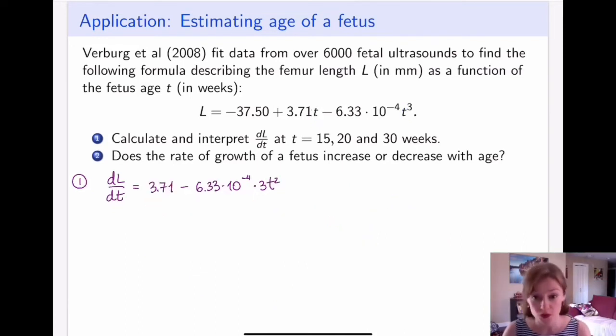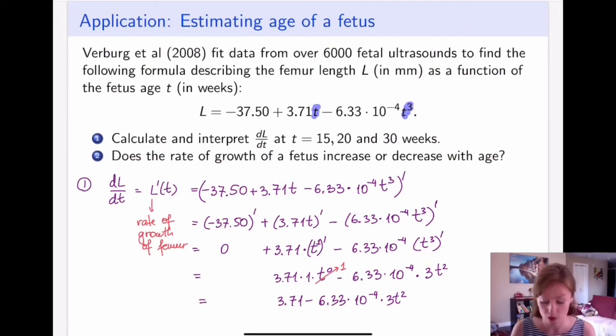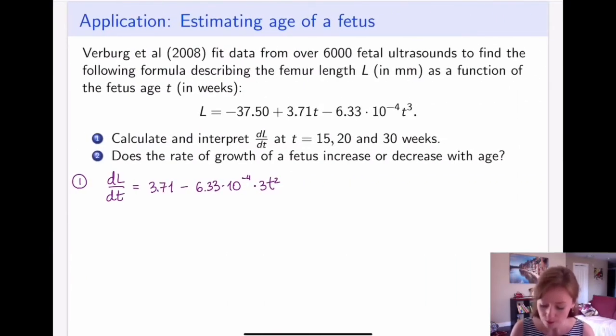Now that I've computed the derivative, let's get to the rest of this question, which is asking to not just compute the derivative for any value of t, but rather to figure out what are the exact numbers for 15, 20, and 30 weeks. Okay, so here's my derivative, same as the one on the previous slide. That's where I got this from. I have to compute this at these 3 different points. The notation for that, so if I had labeled this L prime of t, then what it's asking me to compute is L prime of 15, L prime of 20, and L prime of 30.